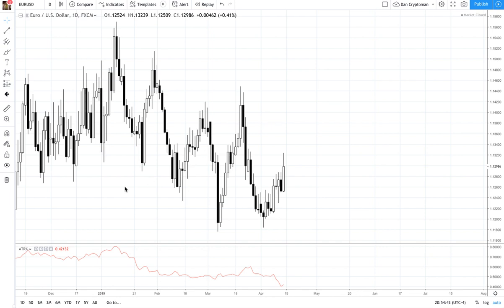Right, it's Sunday, 14th of April, and I want to do a quick run over the major currency markets and the stock indexes. First up, I want to look at Euro US dollar.